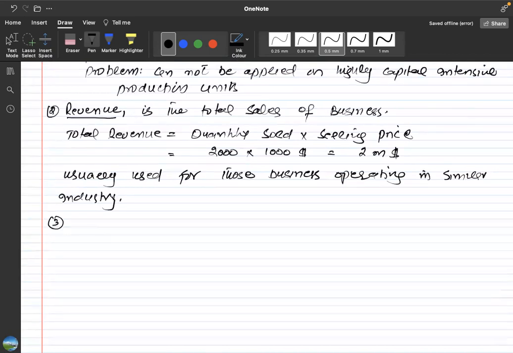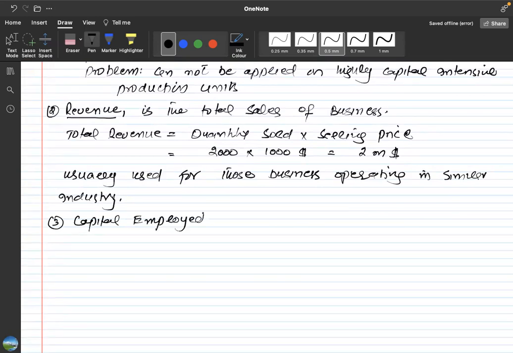The third method that we use is capital employed. What is capital employed? Capital employed is basically total investment into the business, the long-term investment by the shareholders and other sources, total value of all long-term finances invested into the business.